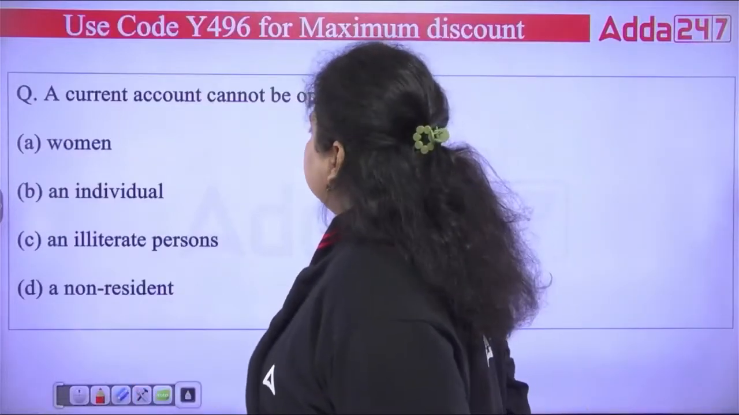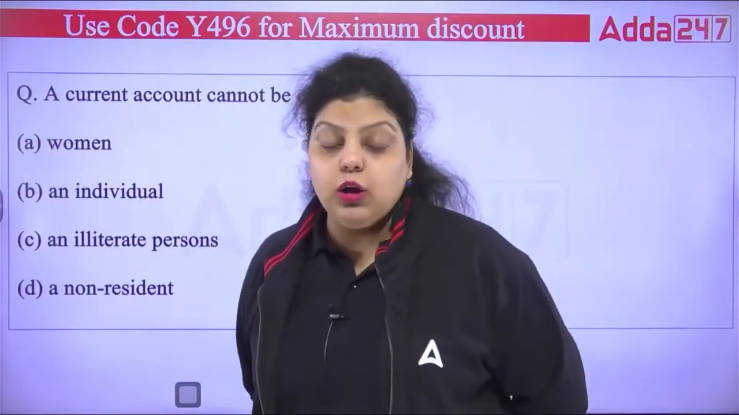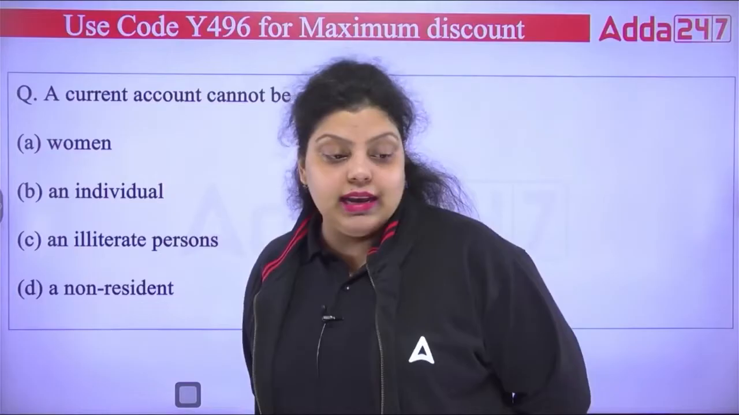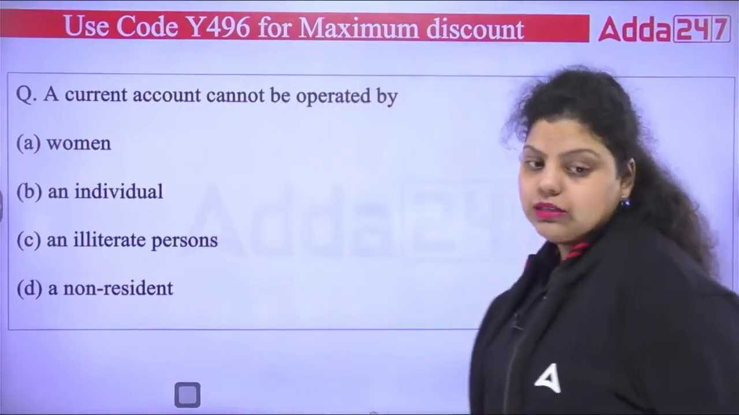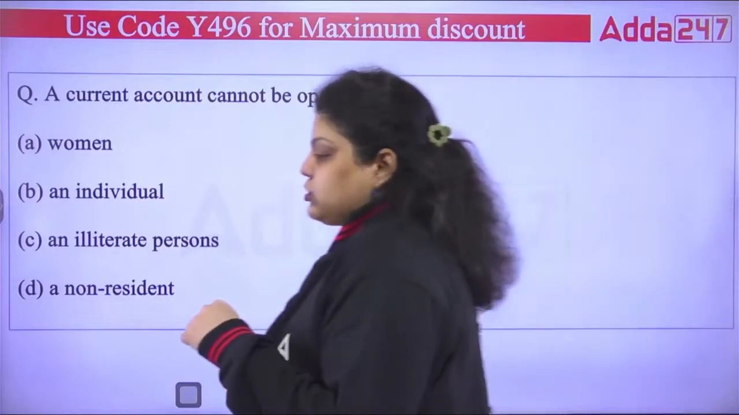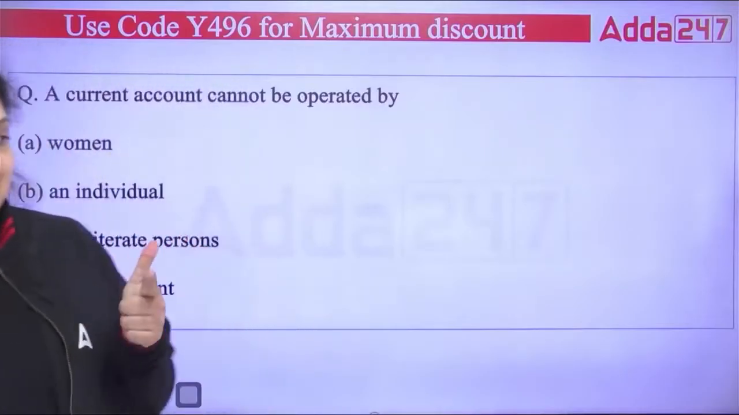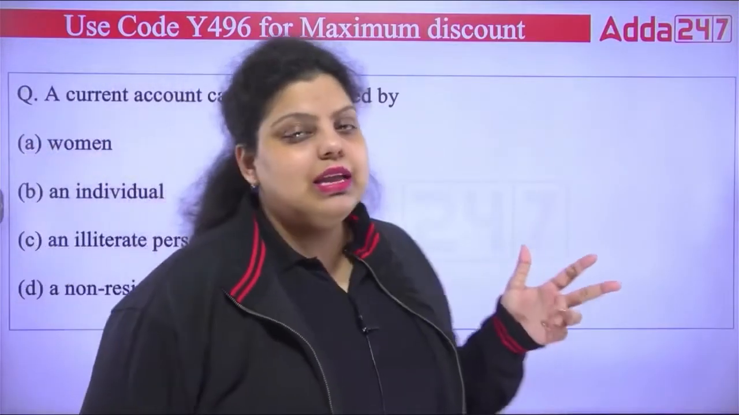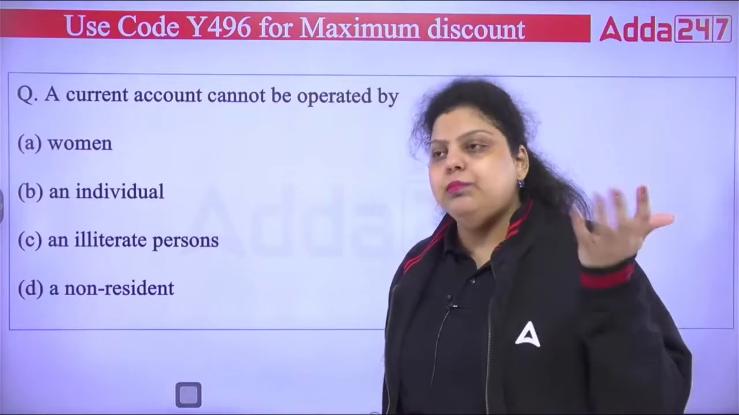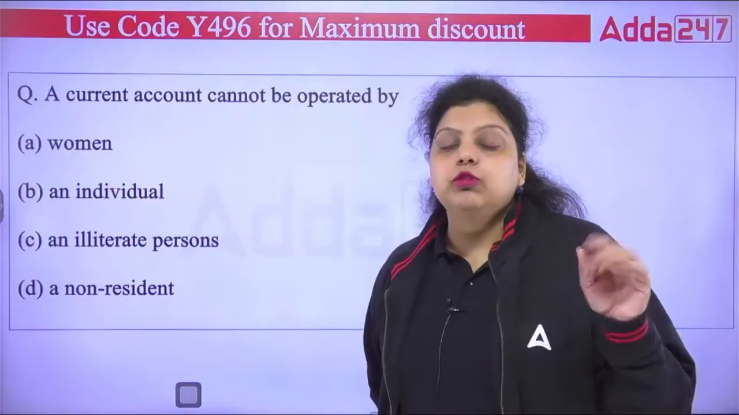A current account cannot be operated by. So out of these persons who cannot operate the current account: a woman, an individual, an illiterate person, or a non-resident. Non-resident means NRI, the person who is living outside the country for 182 days or more. So A, B, C or D, who cannot have the current account? We have discussed in the first question that an illiterate person, a blind person, a Parda Nishin woman cannot have the bank account. With what type of bank account? The current account. A blind person can have the savings account, but not the current account.